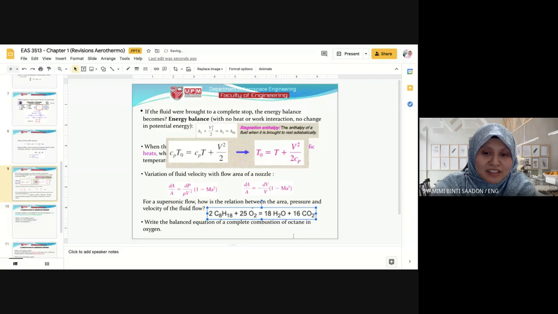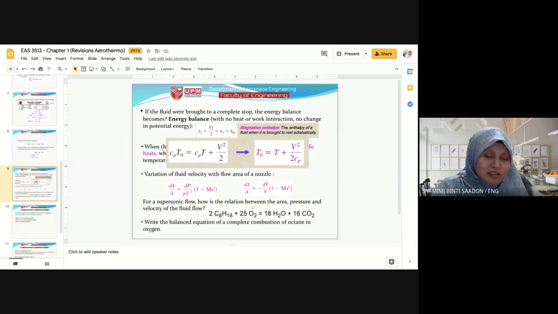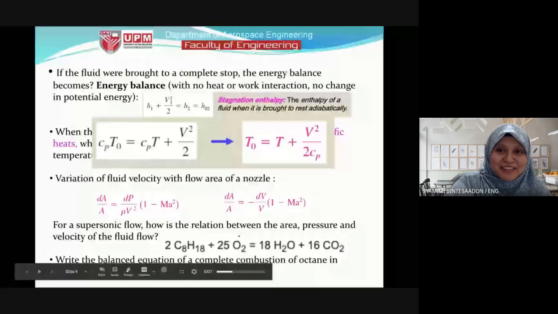Again, this is simplified. In reality, we have lots of other chemical products. So C8H18 plus O2 equals H2O plus CO2. At least you know the basic combustion process. That's all for the revision on your thermodynamics, fluid mechanics, aerodynamics. You have to open your books again. Okay, we continue, not yet finished.